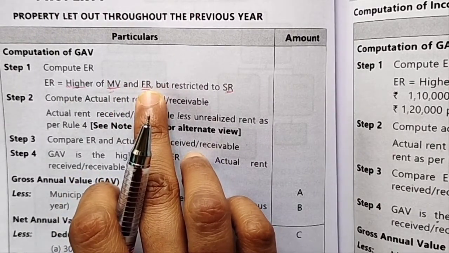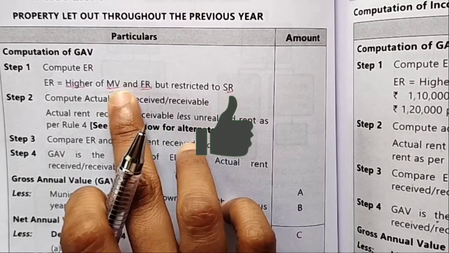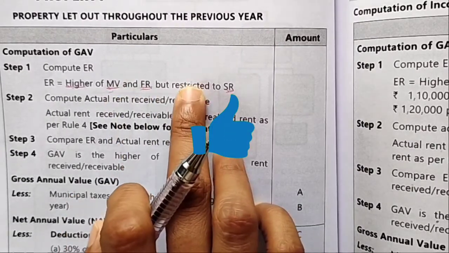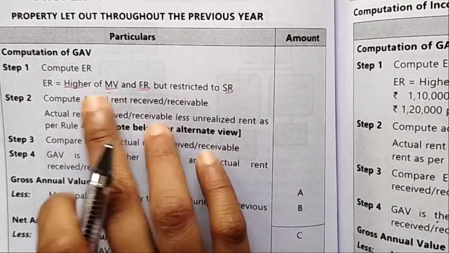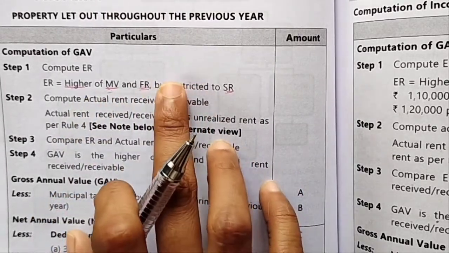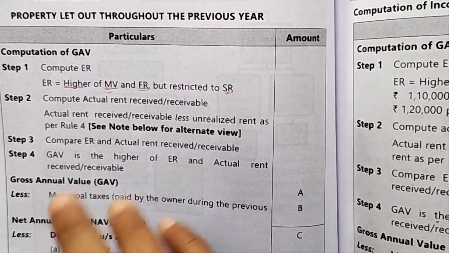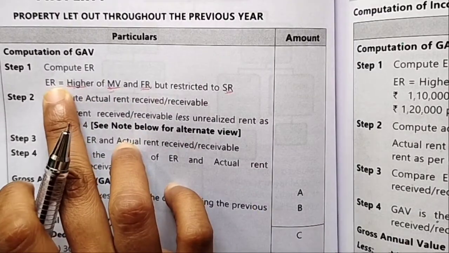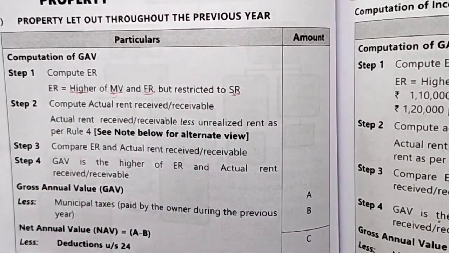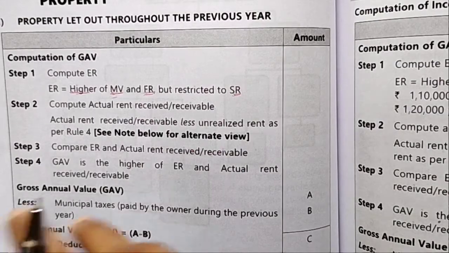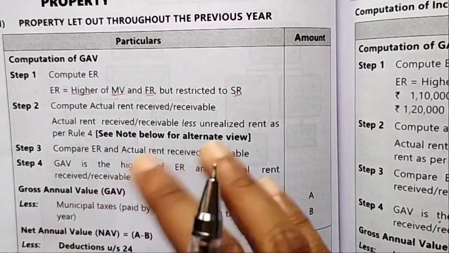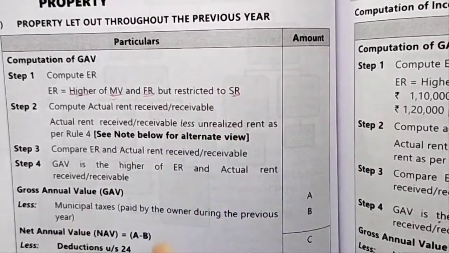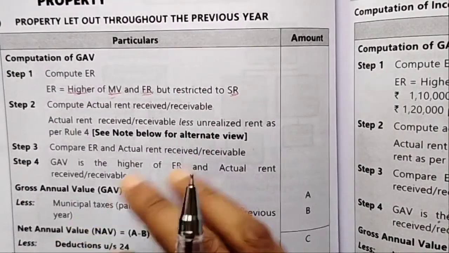In order to compute the gross annual value, first we have to compute the expected rent. The expected rent is the higher of municipal value or the fair rent but restricted to the standard rent. This means that the higher of municipal value or fair rent is compared to the standard rent, and whichever is lower is taken. So that is the expected rent.